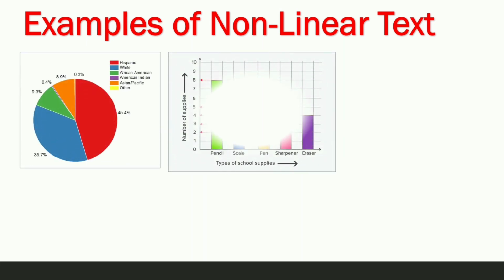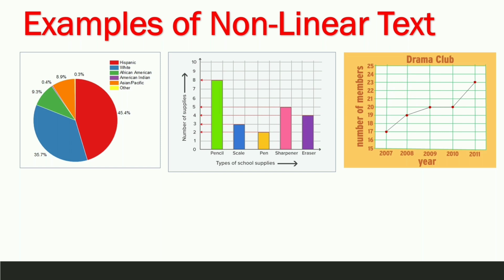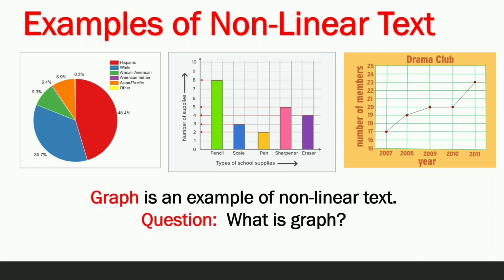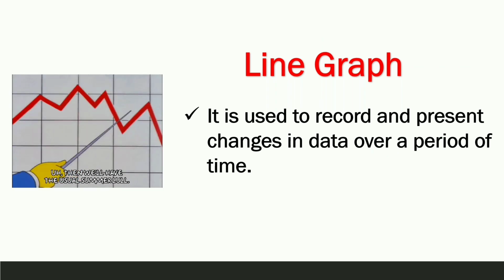Examples of non-linear text. We have here pie graph, bar graph, and also line graph. Question: what is graph? Graph is an example of non-linear text. It is a picture designed to express words, particularly the connection between two or more quantities. It is a kind of chart or diagram. What is line graph? It is used to record and present changes in data over a period of time.